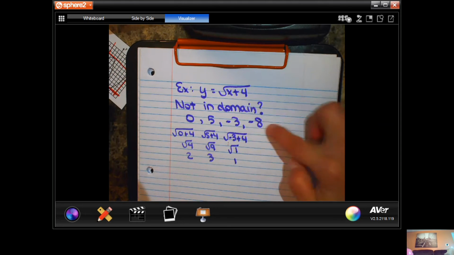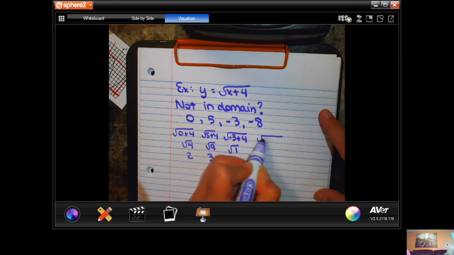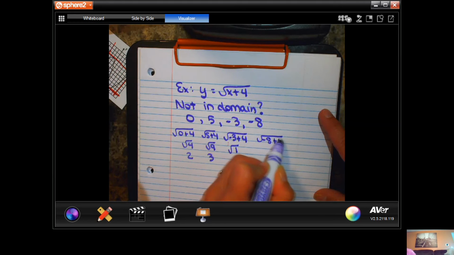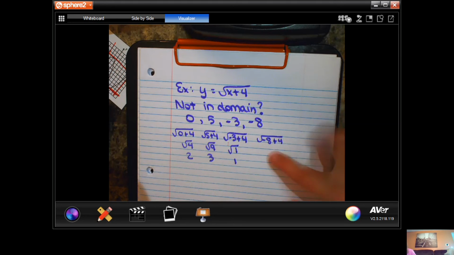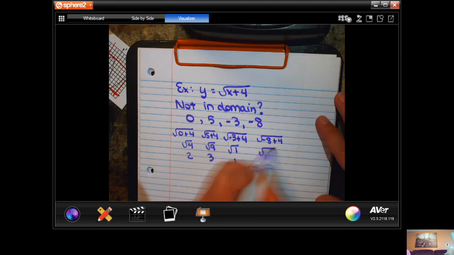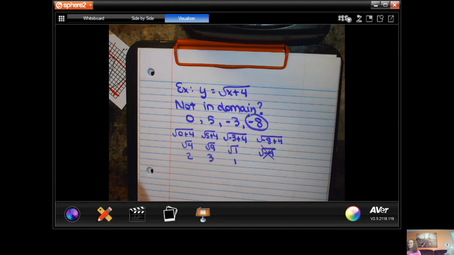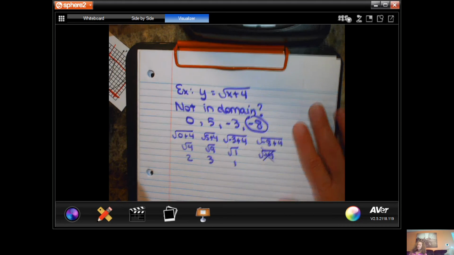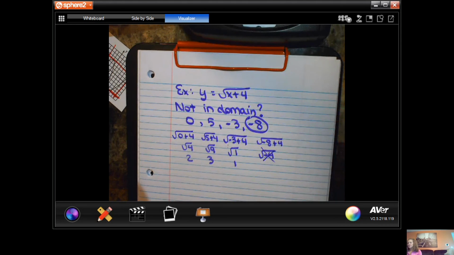But let me try the last one. The square root of -8 plus 4. If I plug that in, -8 plus 4, that is the square root of -4. I cannot have the square root of a negative number, so this is the number that's not in the domain. So you do not need to copy this part down unless you want to. Please don't forget to take a picture of this and upload it into Canvas in this assignment.